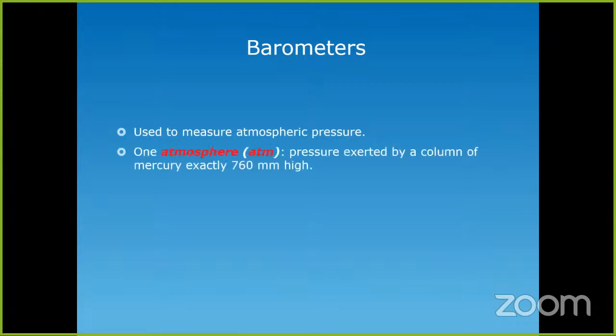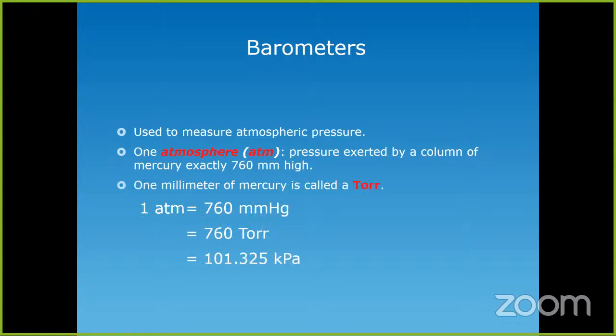So here is where we get the definition of the atmosphere unit. 1 atmosphere unit is the pressure exerted by a column of mercury exactly 760 millimeters high. I'm going to explain how that came about. This is, again, showing you the relationship between the atmosphere unit and the millimeter mercury unit, which is the same thing as a torr unit. And then we have the kilopascal value being expressed as well, all right?